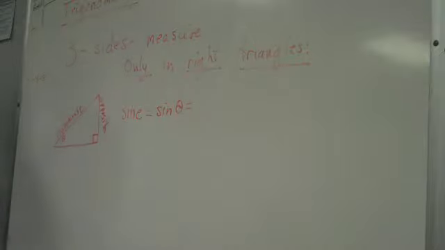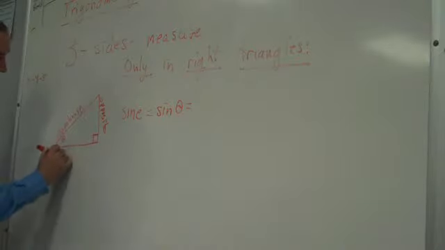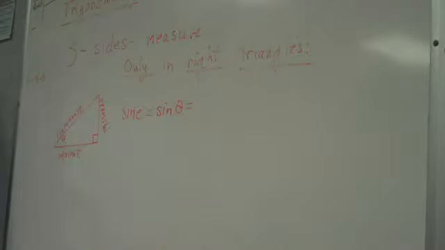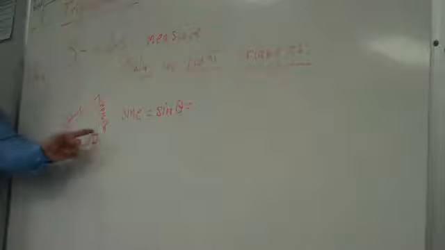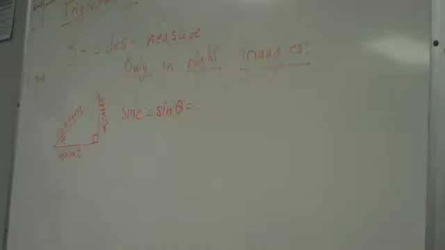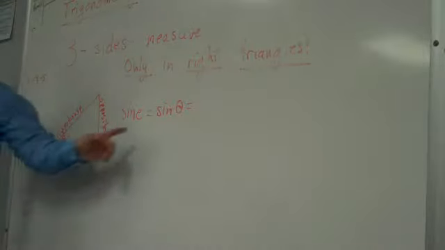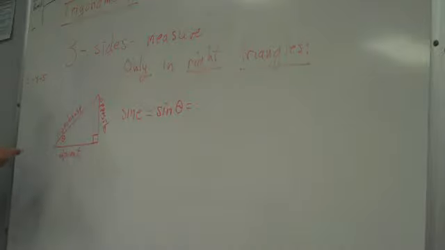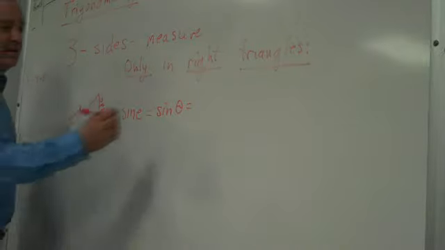Okay? And this side is adjacent to theta. So cosine. If this angle, this side's described as its opposite, this side down here is described as its adjacent. What does adjacent mean? Next to. No, it doesn't just mean next to. It means touching, right up against.